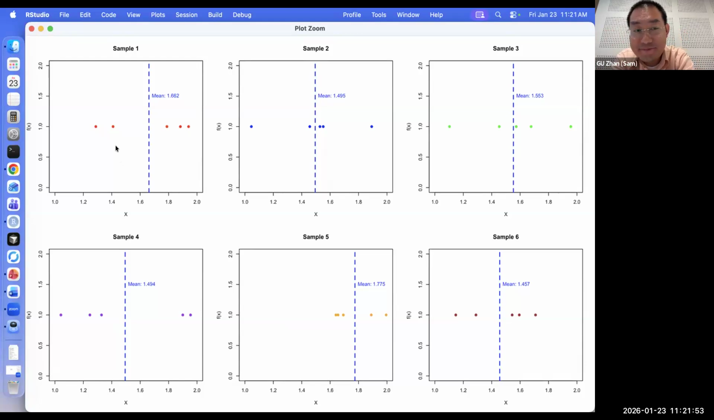N equal to 5, no? 1, 2, 3, 4, 5. What is the k value? How many samples do you have? You have k equal to 6. So in this example, we have n equal to 5, k equal to 6.